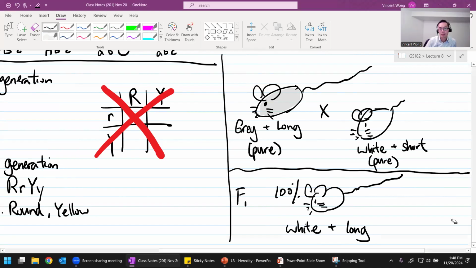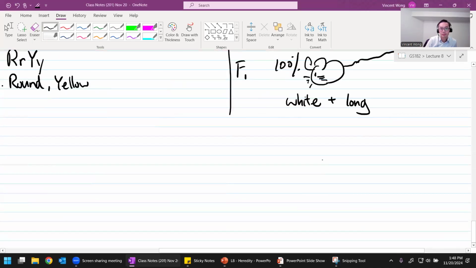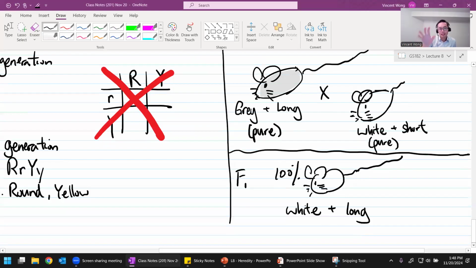So again, this is important information for you to tell which trait is dominant. If you're not sure, you see gray mouse, white mouse, and if they're pure and you cross them and you end up getting all the mice are white in the first generation, then white is dominant. You see long tail and short tail, and all F1s have long tail, then long tail is dominant. Does that make sense?